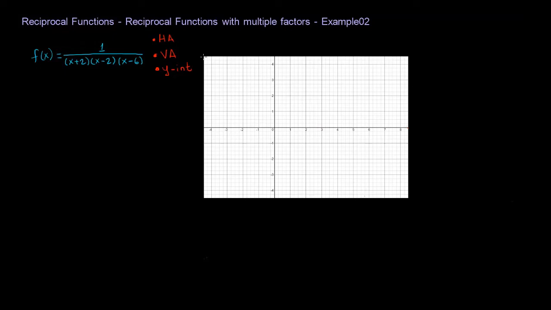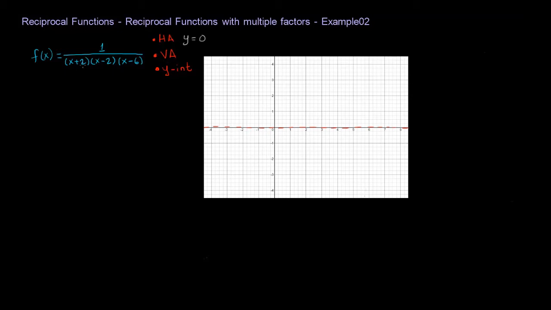Actually, the first one is pretty straightforward, pretty easy. The horizontal asymptote will be, in this case, y equal to 0. Let's move to the vertical asymptote, but first I'm going to draw the horizontal asymptote. It will be around here, y equal to 0. Okay, now let's move to the second step, getting the vertical asymptote.